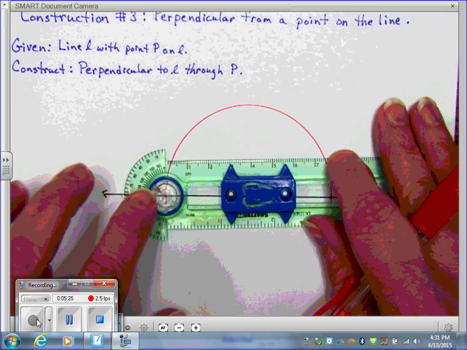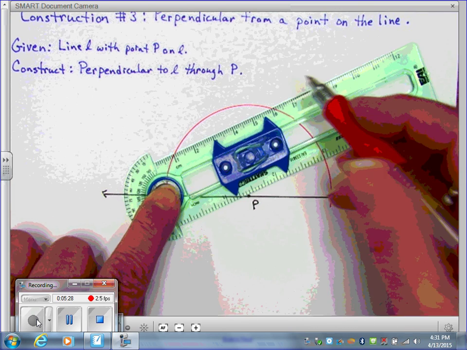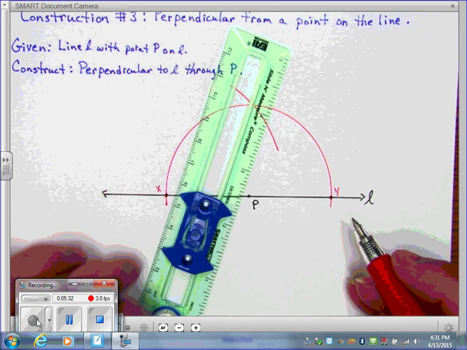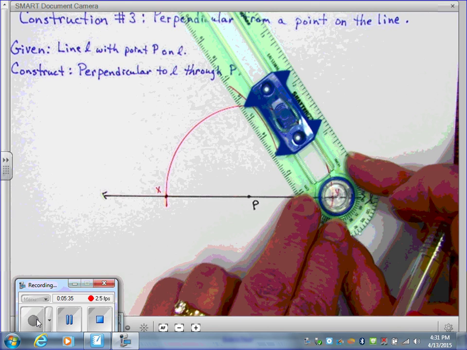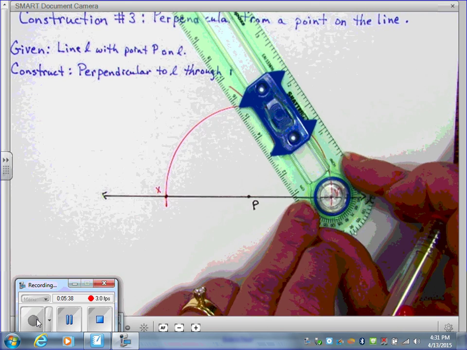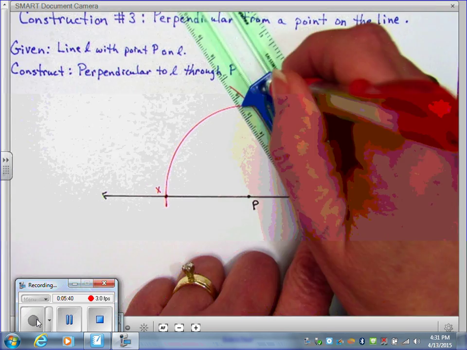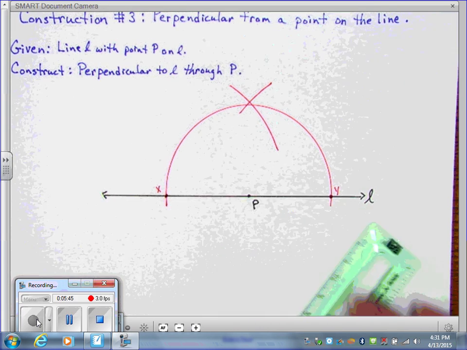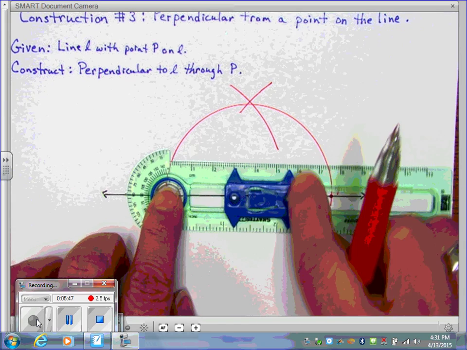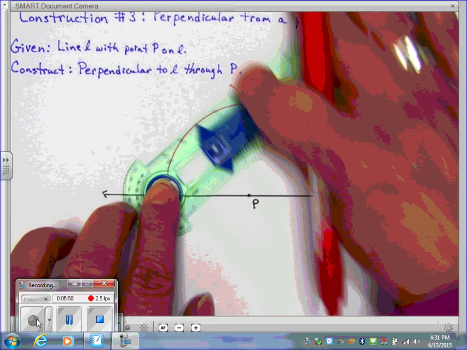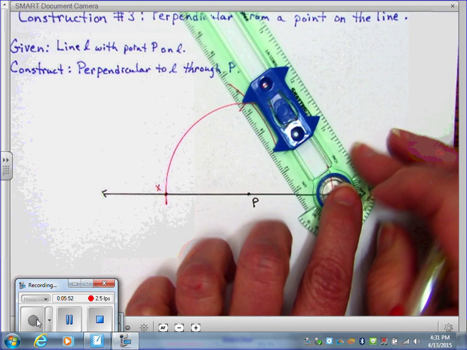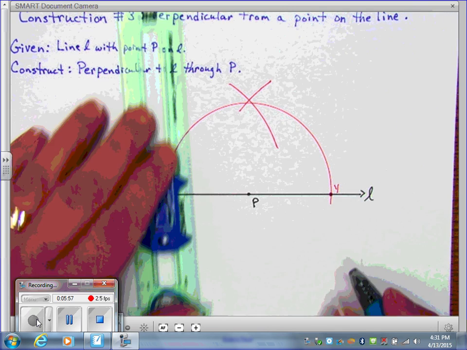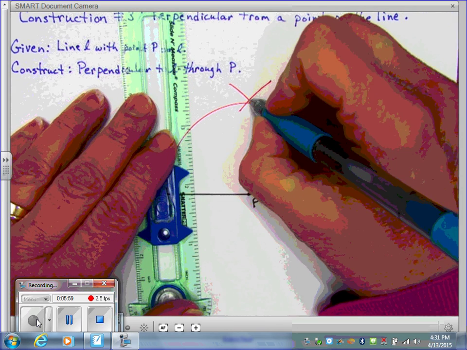Now we do kind of what we did in the last construction. We're going to arc out here above from X, that distance, and don't change the compass now that I've changed it to something larger. Keep it the same for these two steps, and then from Y. So I made my arc more than halfway, and then from X I made an arc, and from Y I crisscrossed that arc, and now we're almost done. We just found the second point of this line that is a perpendicular.